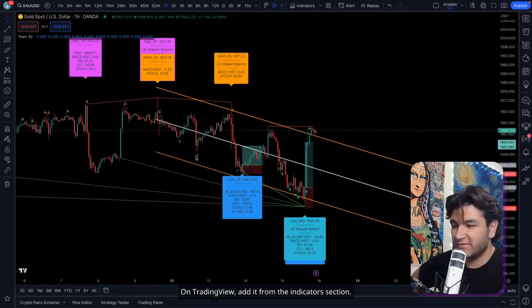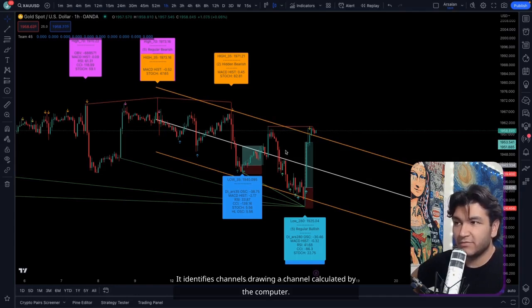On TradingView, add it from the indicators section. It's simple. It identifies channels, drawing a channel calculated by the computer.